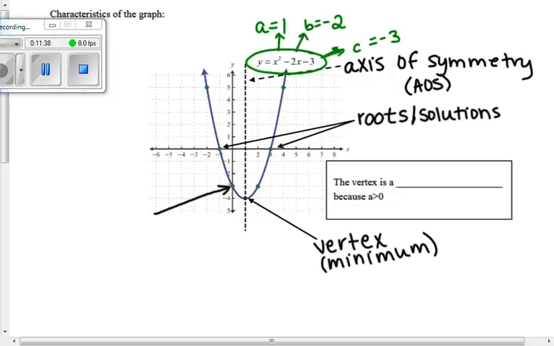And then the final area is the one that I drew specifically. So you can see my arrow is going to where my parabola is hitting the y-axis. So we would call this our y-intercept.